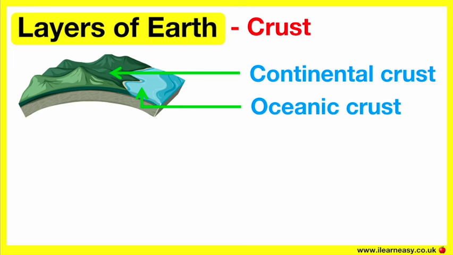The Earth's crust floats above the next layer, which is the mantle. The Earth's crust only occupies less than 1% of the Earth's volume.